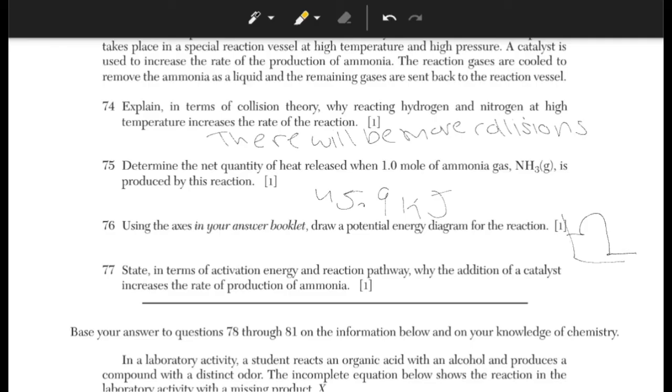State, in terms of activation energy and reaction pathway, why the addition of a catalyst increases the rate of production of ammonia. The catalyst provides a different reaction pathway, which lowers the activation energy.